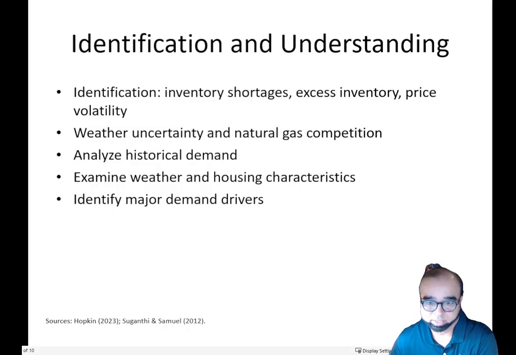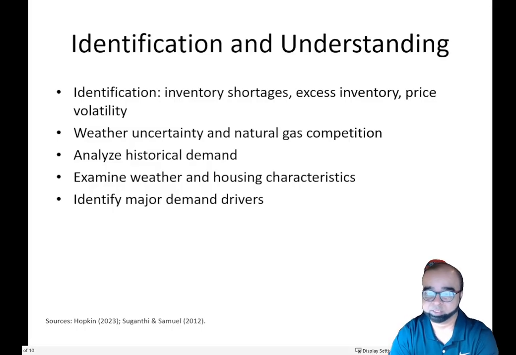Identification and understanding. The first stage involved identifying the organization's major risks. Home and Hearth identified several risks, including inventory shortages during periods of unusually cold weather, excess inventory during warmer seasons, fluctuations in crude oil prices, weather uncertainty, and increasing competition from natural gas providers.